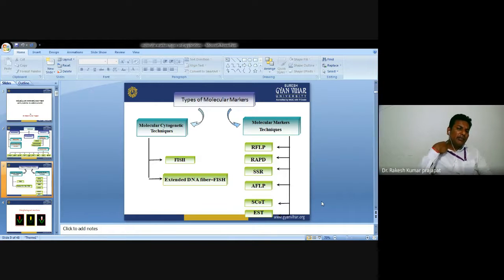FISH is nothing but fluorescent in situ hybridization. In this case, the complete chromosome is used at a time. If we have a sequence probe, it is complementary and hybridizes based on sequence complementarity. Extended DNA fiber FISH uses the interphase chromosome, which is a long stretched chromosome, while in the case of FISH we use the metaphase chromosome, which is highly condensed.